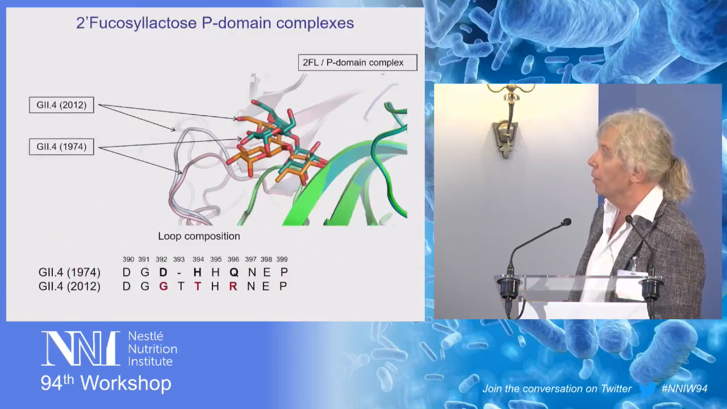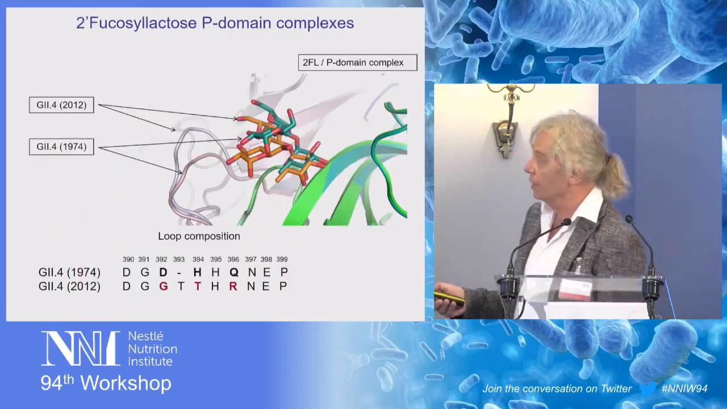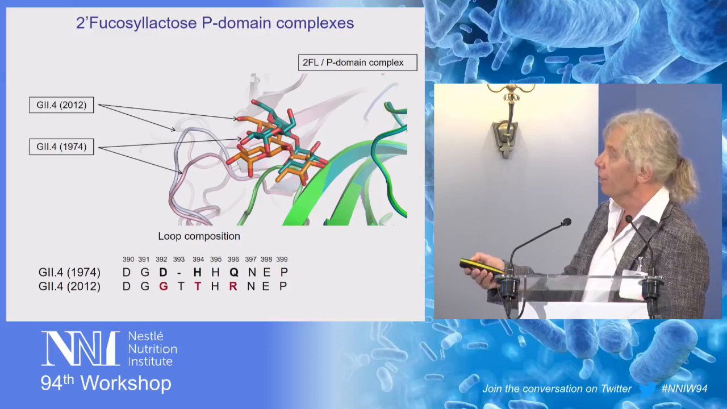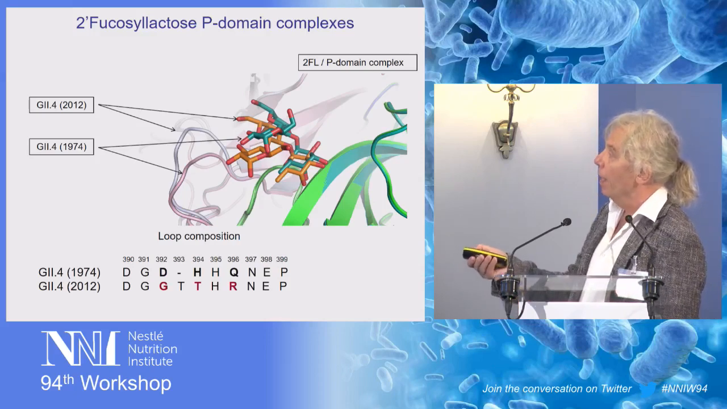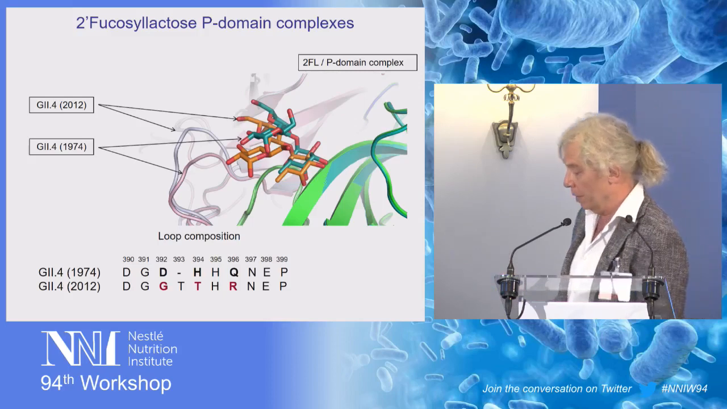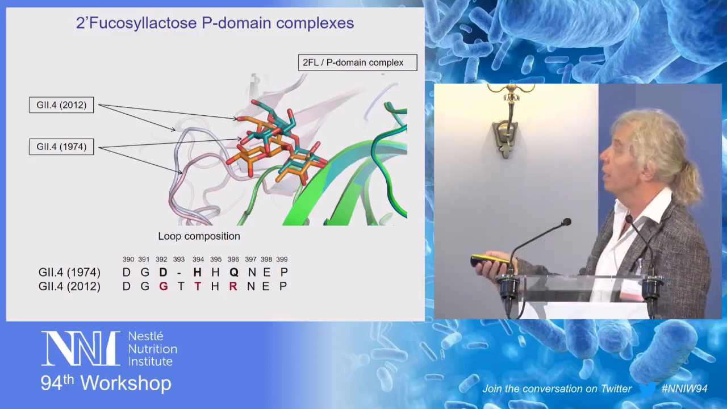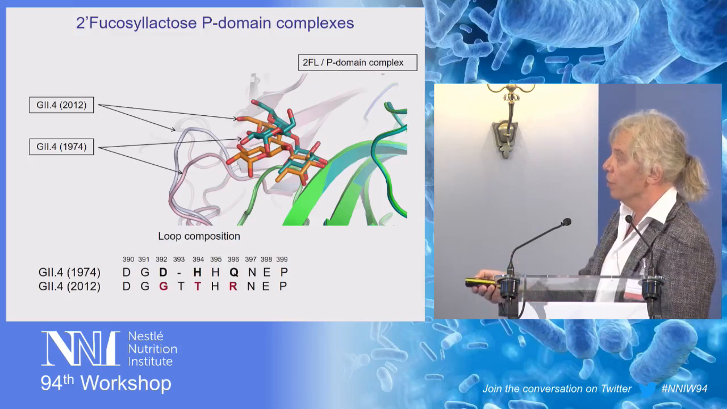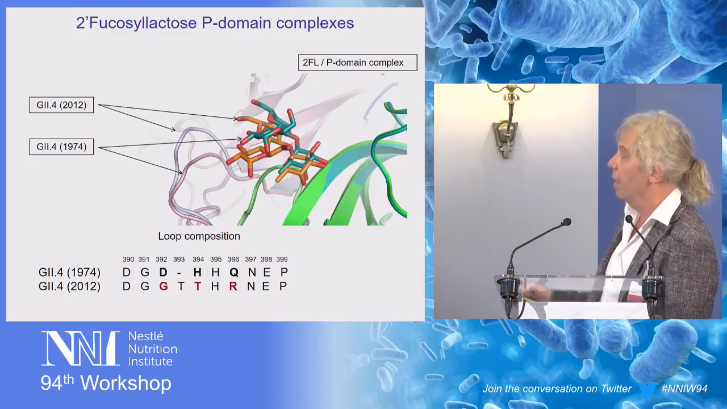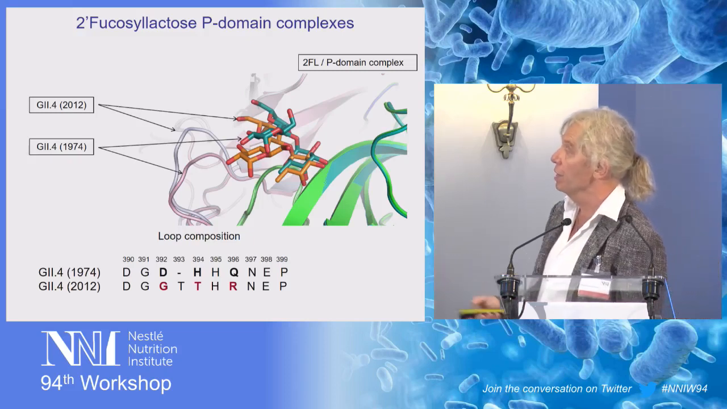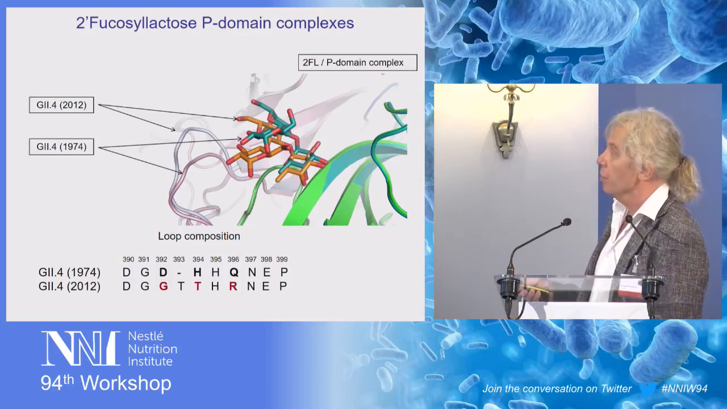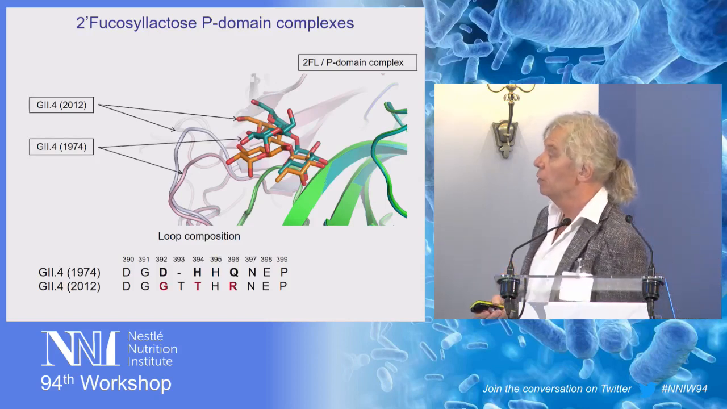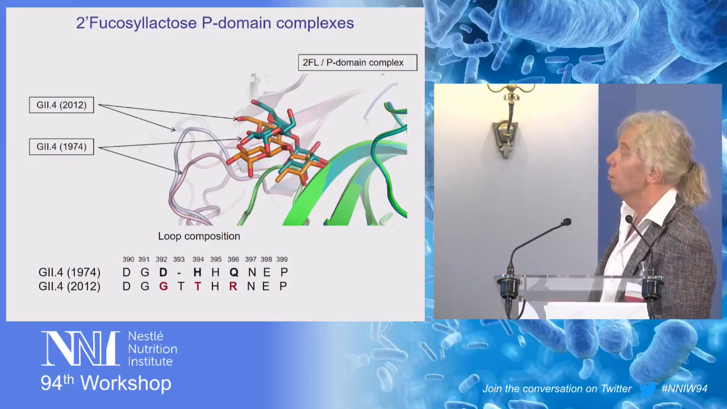And this results finally in a different orientation of this loop-like structure here, in particular, and to different binding of the 2-fucosyllactose shown here as an example. So already these few mutational changes occurring during 40 years have dramatically changed the specificity of the binding groove. So the result of this mutational change is that the newly emerged strain from 2012 binds much better to blood group H structures and less to blood group A structures.